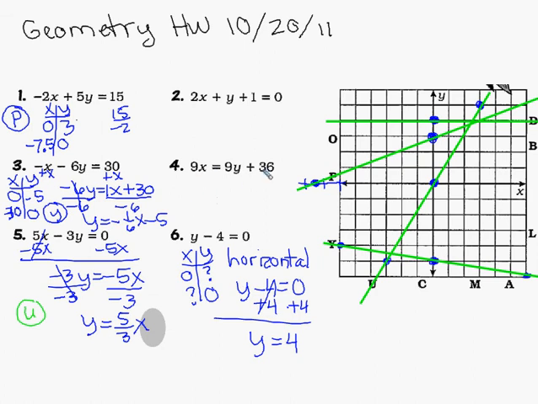Now this one isn't set up the same. You can use the table, but it's a little bit harder to use. Let's go ahead and try it though. I'm going to start by plugging in 0 for y. If I plug in 0 for y, I get 9x equals 36, which you know is 4. X would be 4, so 4 goes right here.